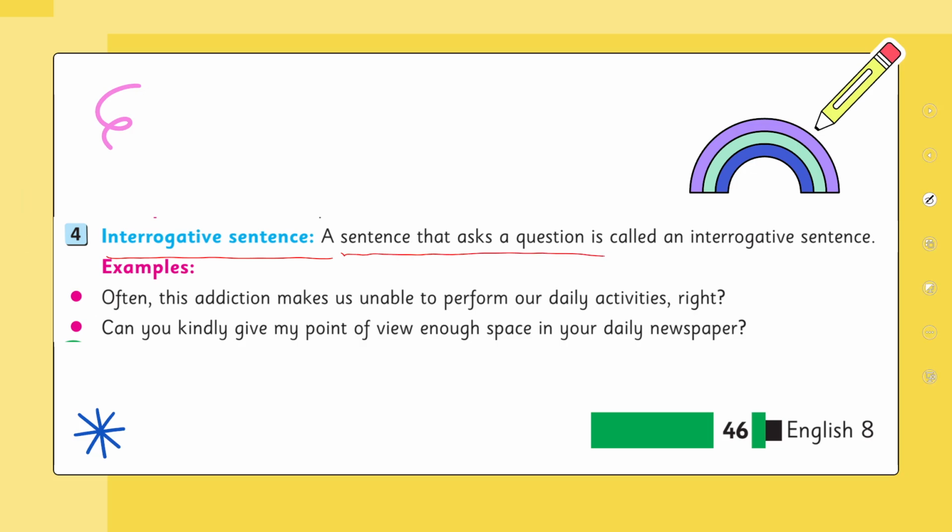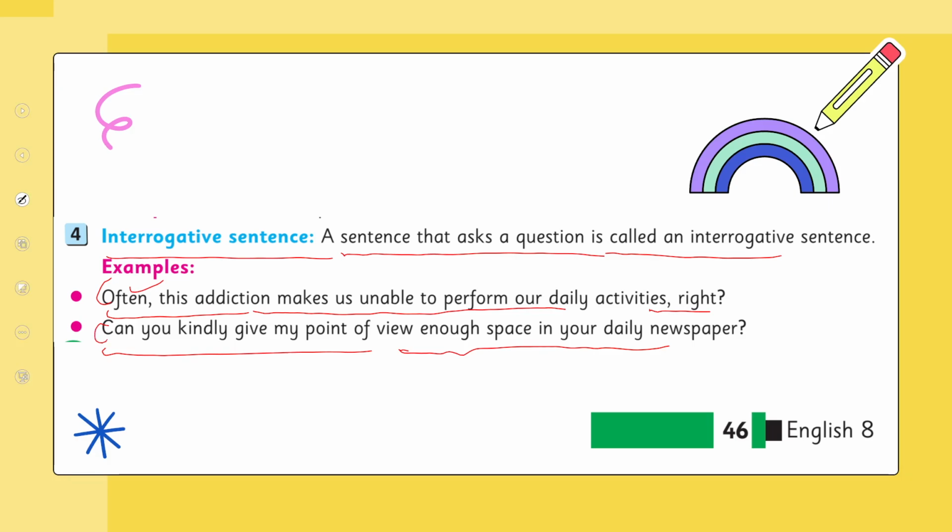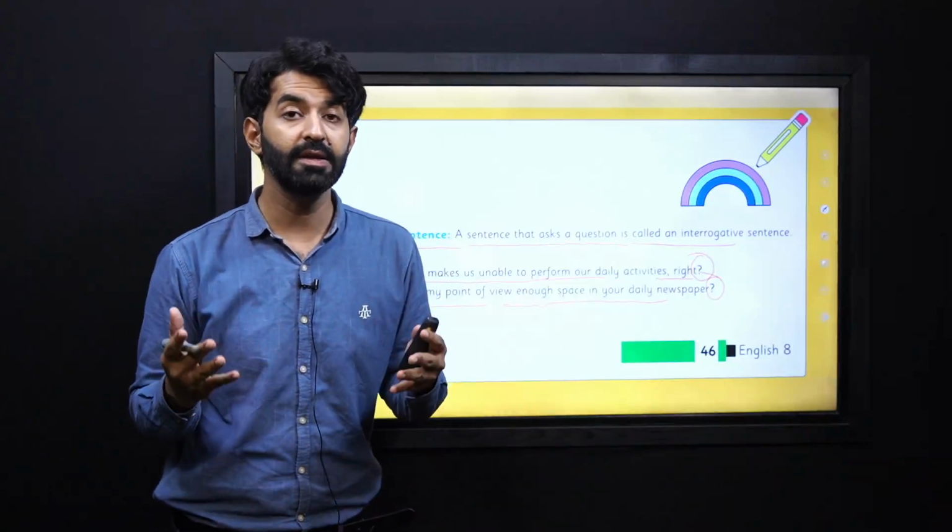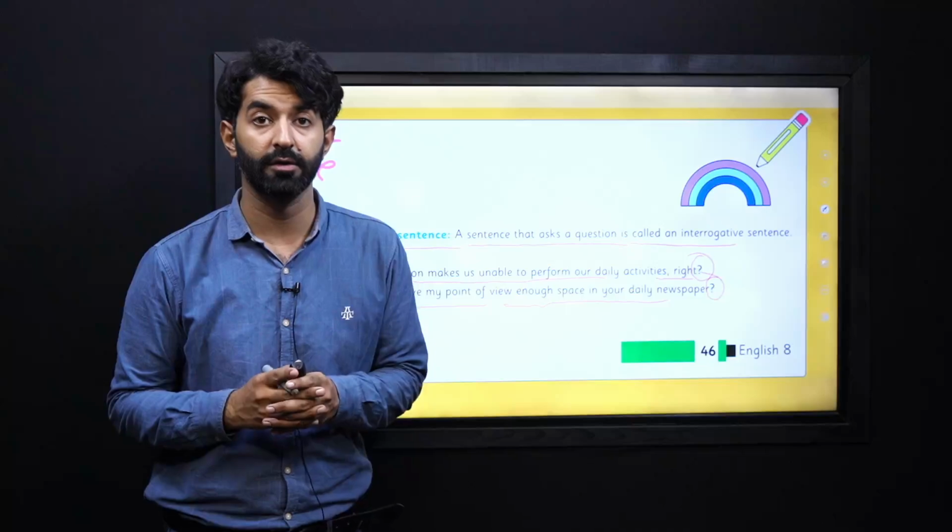A sentence that asks a question is called an interrogative sentence. For example, this addiction makes us unable to perform our daily activities, right? Or, can you kindly give my point of view enough space in your daily newspaper? So both these sentences are actually requiring an answer from the listener or the reader. We can identify it by seeing the question mark at the end. This punctuation mark always tells you that the sentence is in the form of an interrogative sentence.